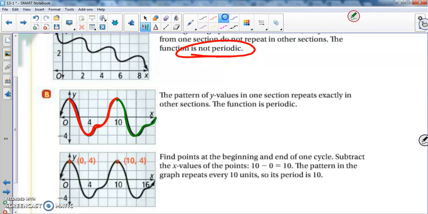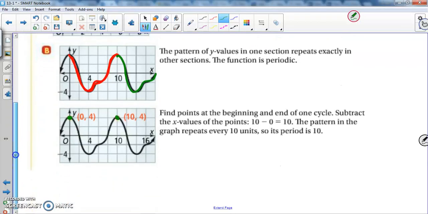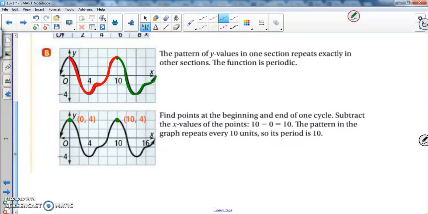If you find points at the beginning and end of each cycle, like we did before, we have 0, 4 and 10, 4, we can subtract the x values to find the period. So here our graph would be 10 minus 0, which is equal to 10. So every 10 units is a period.